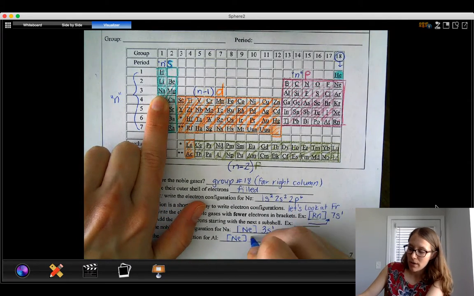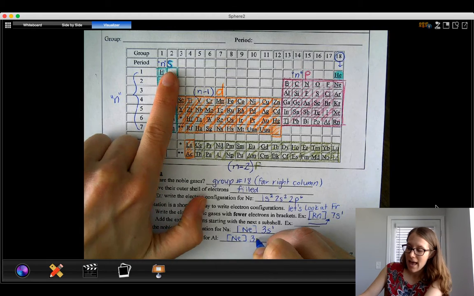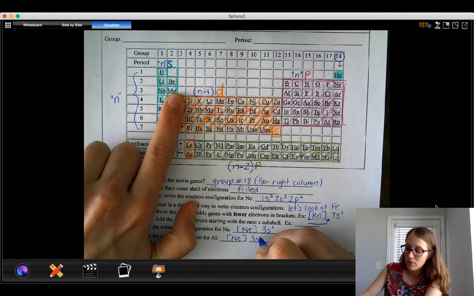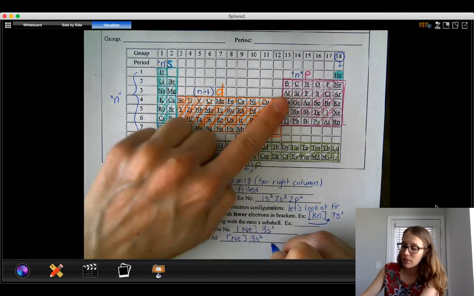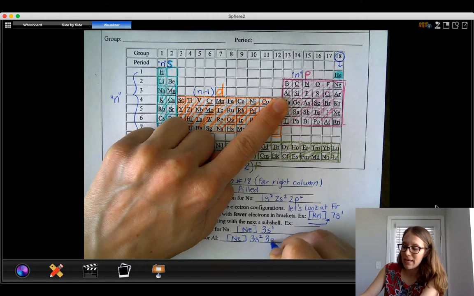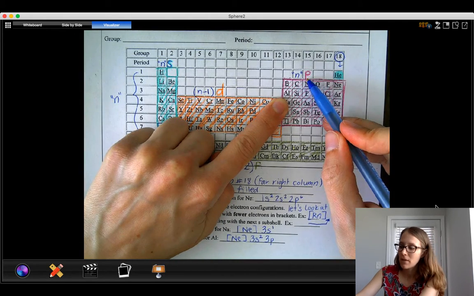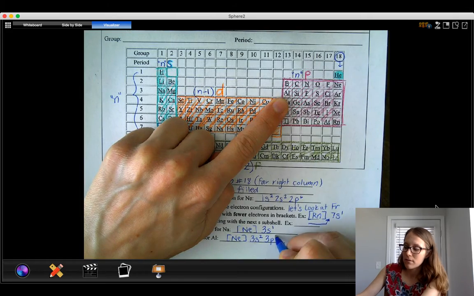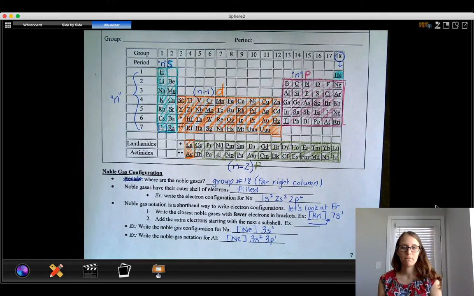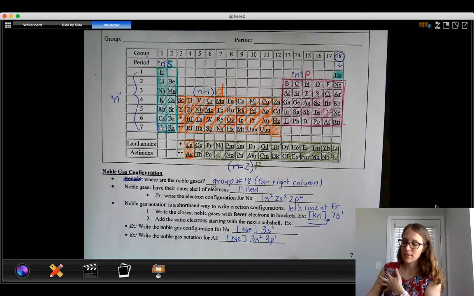This is row number 3, so 3s1, 2. And then I'm still in row 3, but now I'm in the P block, the pink section, and I'm in the first box, so 3p1. So our noble gas notation just makes it so that we don't have to write the whole beginning. I just say it's like a noble gas and then add on the extra electrons.